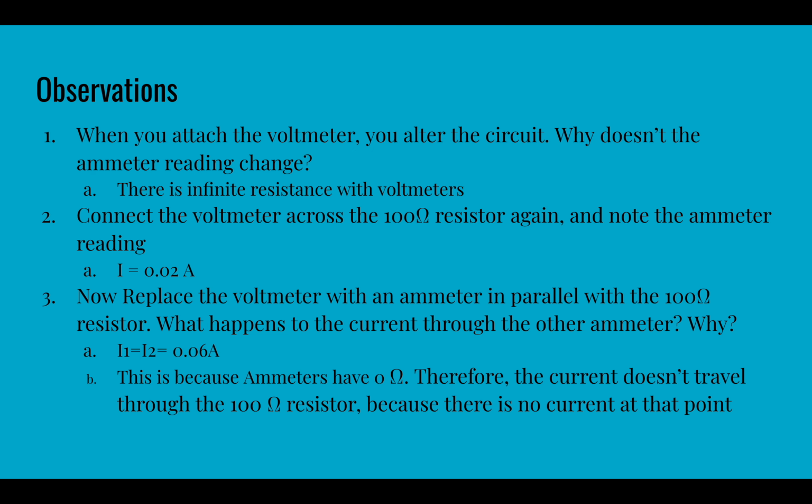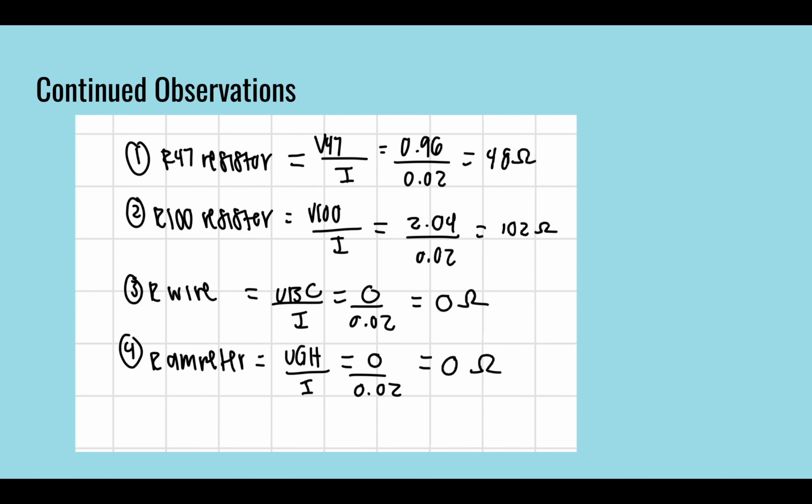When you connect the voltmeter across the 100 ohm resistor again, the ammeter reading was 0.02, and then when we replaced it in parallel, the current through the other ammeter is equal to 0.06, and this is because ammeters have 0 ohms, therefore the current doesn't travel through the 100 ohm resistor because there's no resistance at that point. So these are just the calculations that we were asked to calculate of the supposed values of resistance.